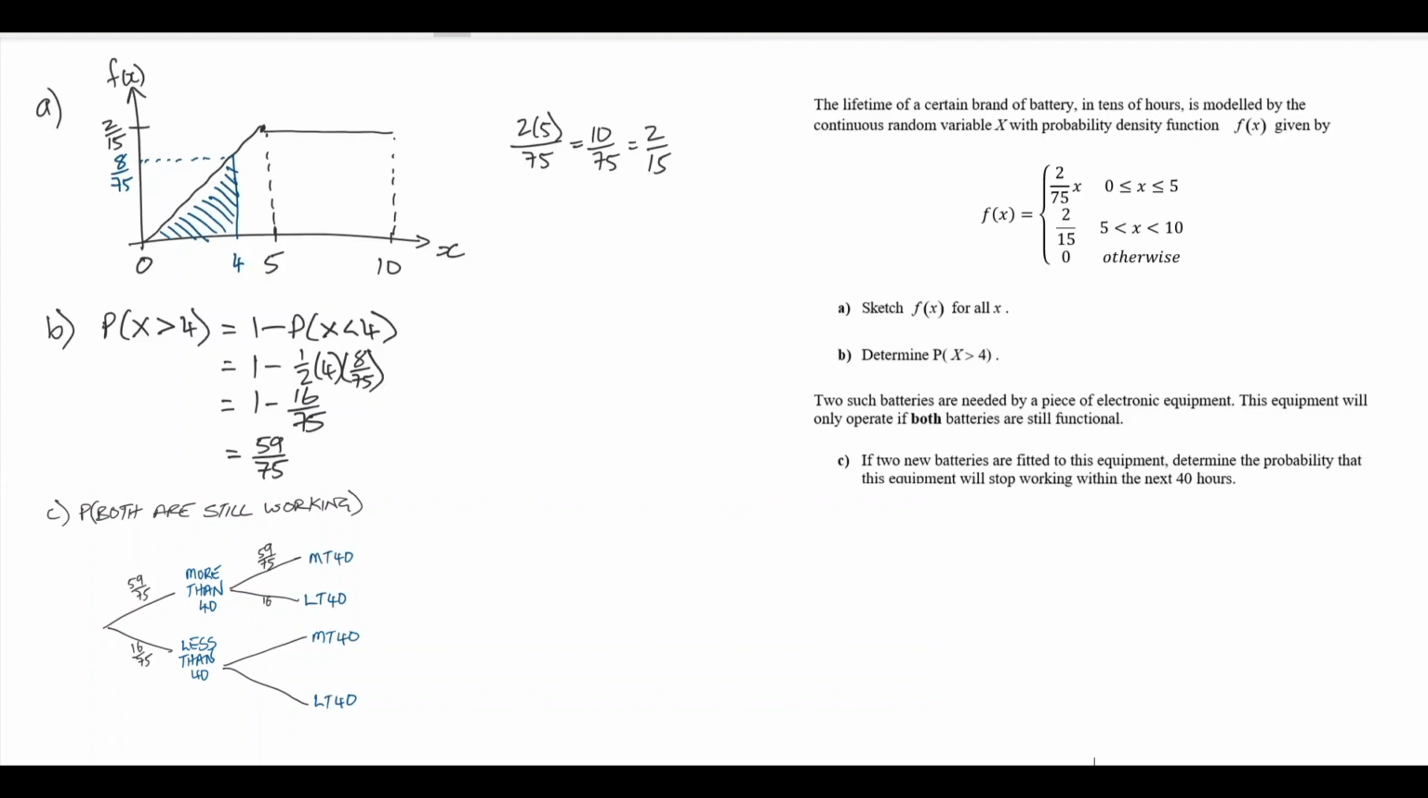We could use a tree diagram to show this. The probability that they're both functioning is going to be 59 over 75 multiplied by 59 over 75. And as I said, the only way that it's going to stop working is if this situation is not true. So 1 minus the probability of them both continuing to work. That's what we're looking for. And from there, we get 0.3816.